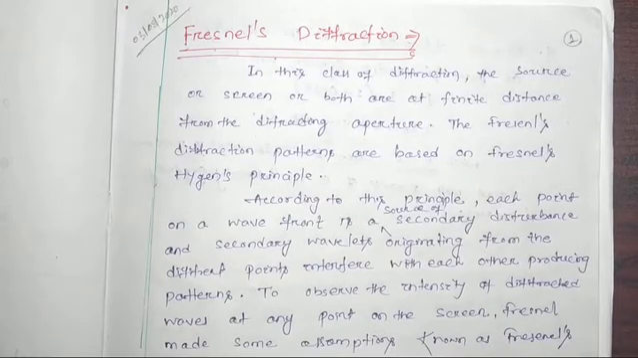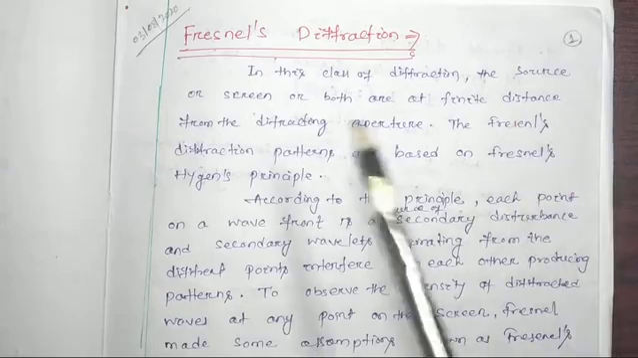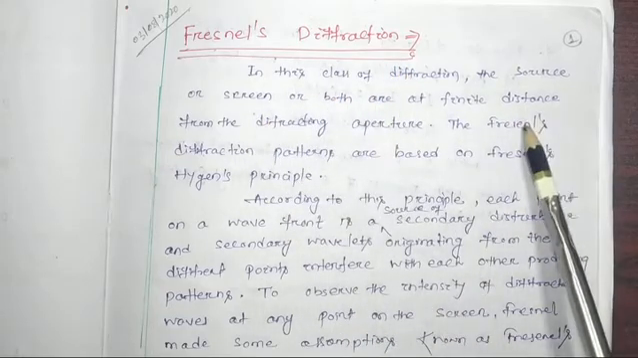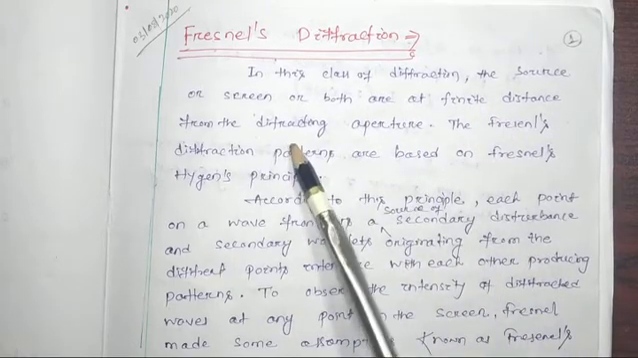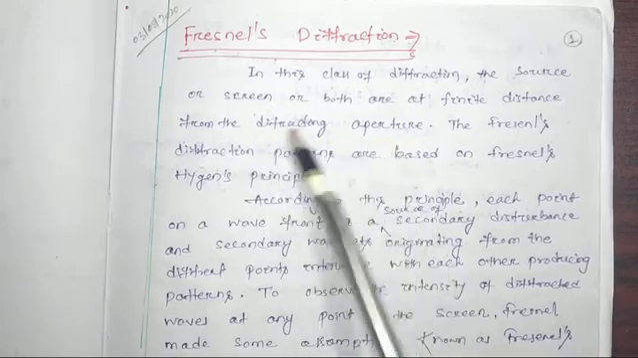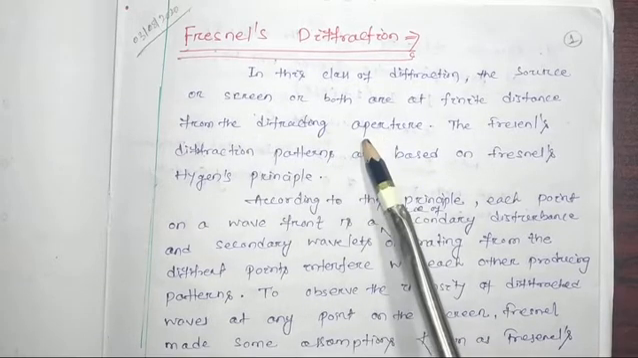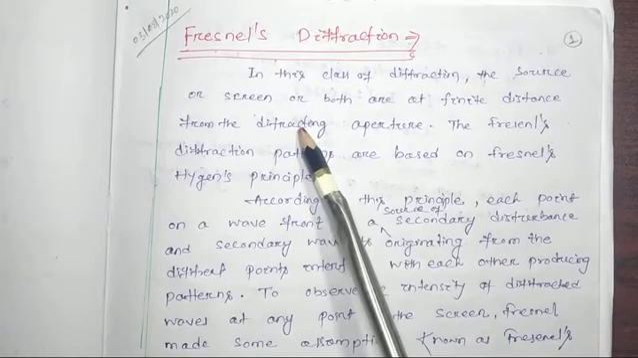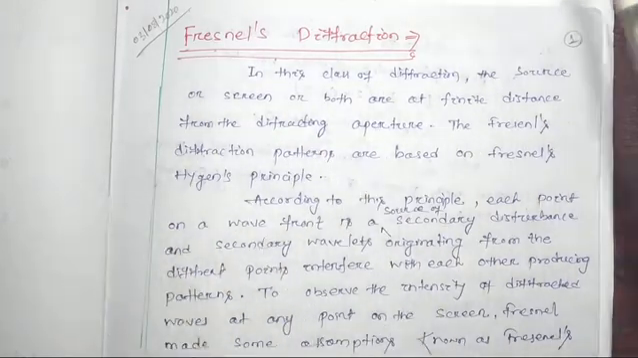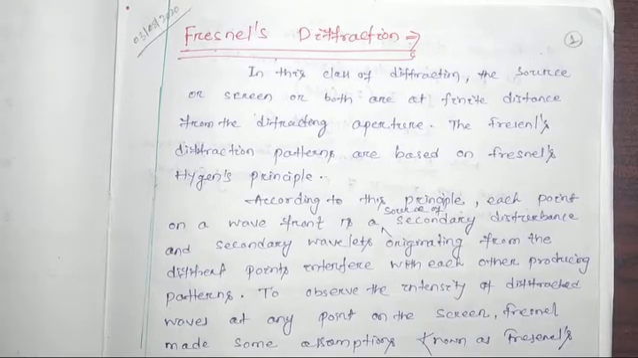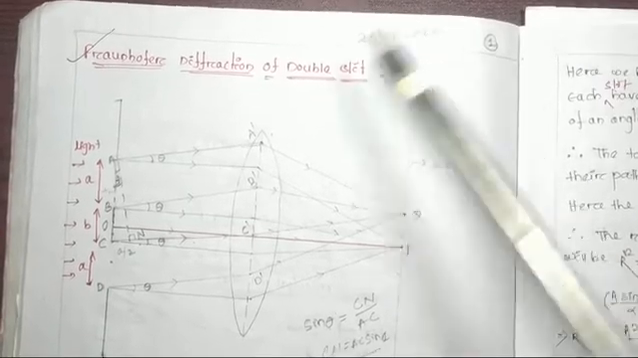In case of Fresnel diffraction, or in this class of diffraction, the source or screen or both are at a finite distance from the diffracting aperture. Here diffracting aperture means slit. The slit has to be at a finite distance either from the source or the screen. If we recall our previous classes, consider the Fraunhofer diffraction.